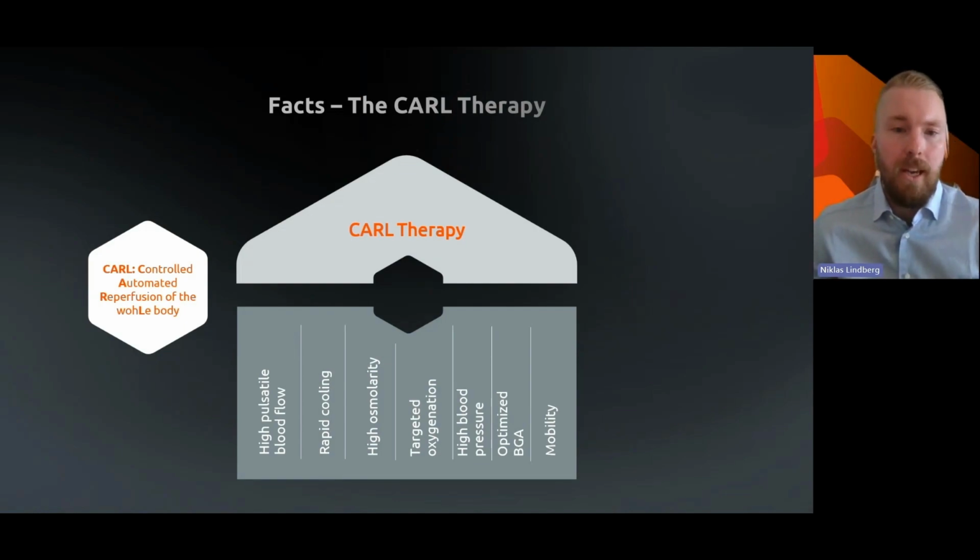With the product, we aim to deliver a high pulsatile blood flow. We have a possibility of rapid cooling. We have a special priming solution that has a high osmolarity. And with the MOX, we can actually target the oxygenation. We also have a special fiber optic cable where we can measure the high blood pressure that we are delivering to the patient. And if we are in a special situation where we need to measure blood gases, we have a small cartridge which we can insert in the controller itself to measure blood gases.